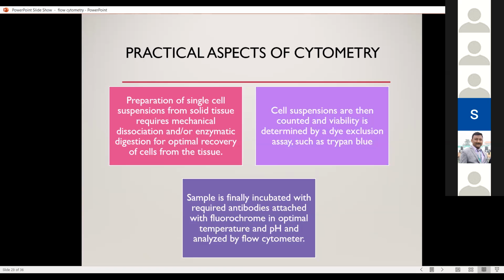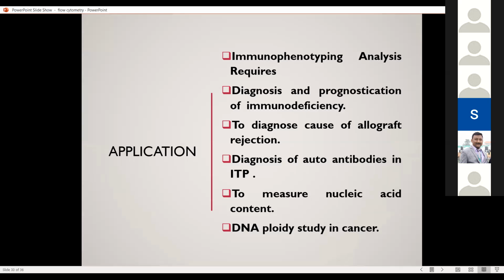The sample is incubated with the required antibodies, which are already attached to fluorochrome molecules, at optimal temperature and pH. Now we have our sample ready, in which cells are incubated with specific antibodies already attached to fluorochrome molecules. Now we put this sample into a flow cytometer, which does all the necessary steps, and then we receive a histogram with the different subpopulations present in our cell sample.